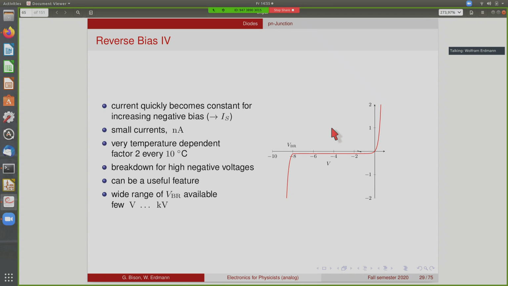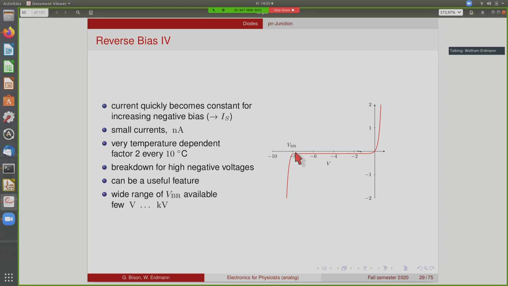We can also look at the reverse bias IV curve in more detail. The Shockley formula in the reverse direction becomes constant. So you would have a minus IS for increasing negative bias, but it would become constant. You have very small currents in the nanoamp region, however, a very temperature-dependent current. This one changes by about a factor of 2 for every 10 degrees C.